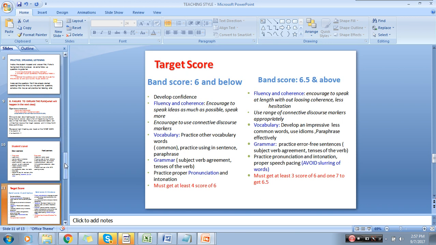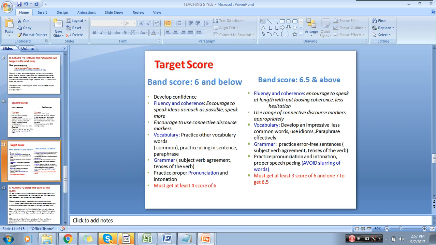Okay. So for target scores of 6 and below and 6.5 and above, you may as well make a teaching plan for them, based on their target score. So for band score 6, here are just some of the important tips that you have to remember. For fluency and coherence, encourage them to speak ideas as much as possible. Speak more, and encourage the use of connective discourse markers. For their lexical resource, practice other vocabulary words. Common words are just enough for this band score.